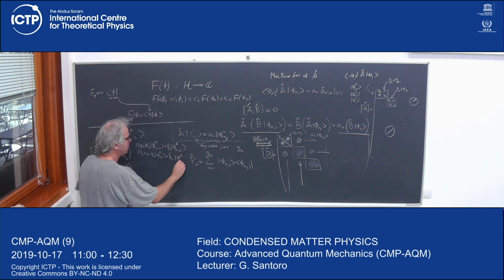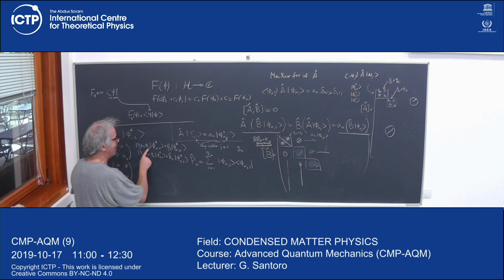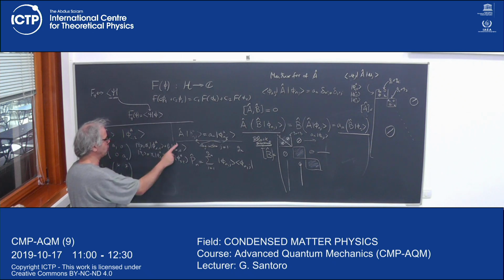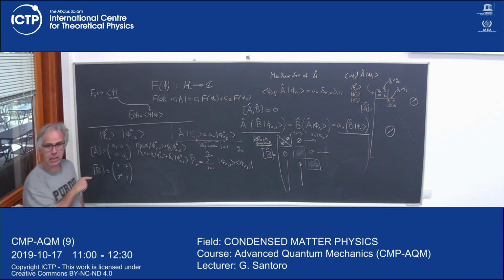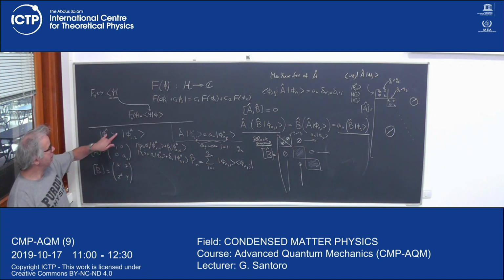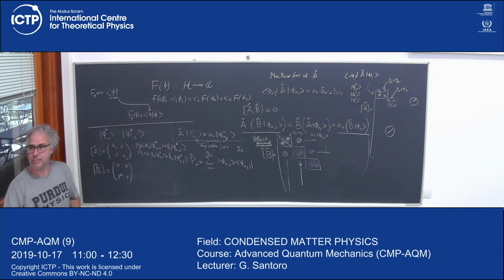Okay? Whatever alpha, beta, gamma, and delta I choose, these two states are as good as these two. So I could use them in place of these two. And the matrix of A would be the same.